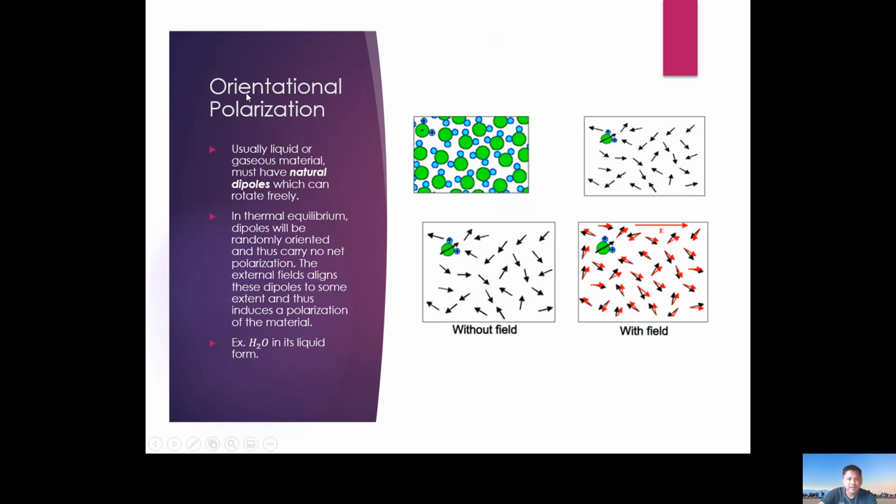Also, in orientational polarization, in thermal equilibrium, dipoles will be randomly oriented and thus carry no net polarization. The external field aligns these dipoles to some extent and thus induces a polarization of the material. An example of this is H2O in its liquid form. Because it is in liquid form, orientational polarization happens. This differs when it becomes solid, or ice.